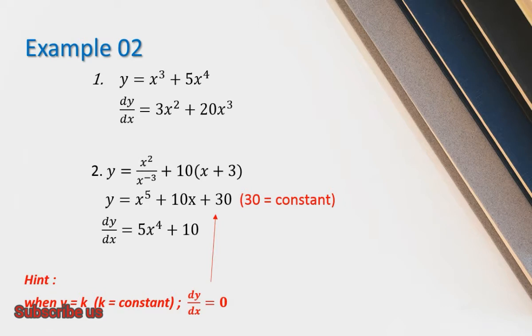Second question. First of all, we have to simplify this, because y equals x squared over x minus 3 plus 10 times x plus 3. After simplifying, we get y equals x to the power 5 plus 10x plus 30. Here 30 is a constant.